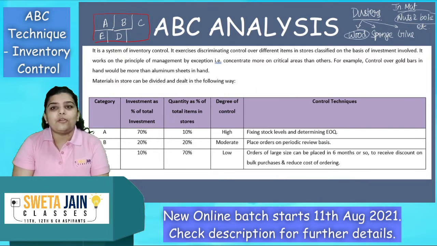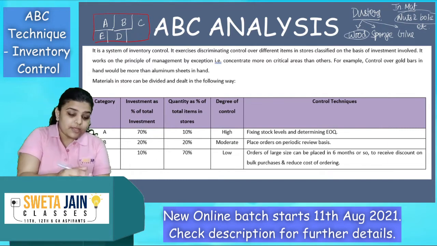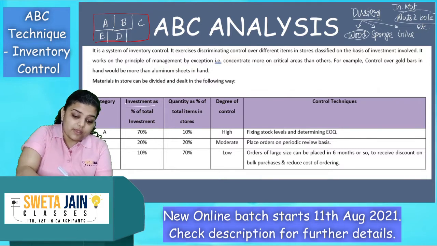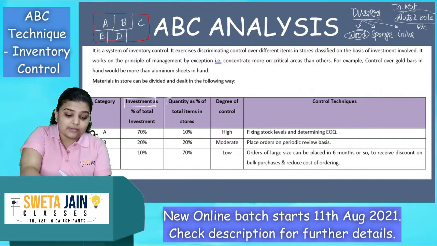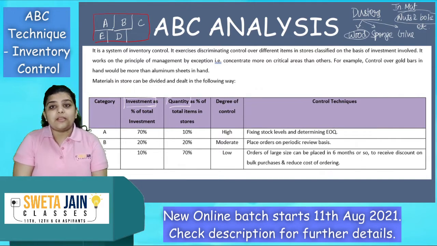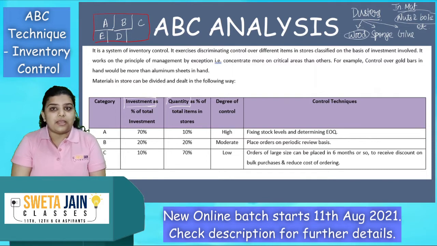So that is why we categorize our goods into three categories, that is A, B and C. This is ABC analysis where we categorize our goods on two bases. First basis is your investment, or you can say the value of goods, and the second basis is quantity, depending on the quantity of the material. Now when I am talking about investment or the value, that means how much money you have spent on purchasing this raw material.